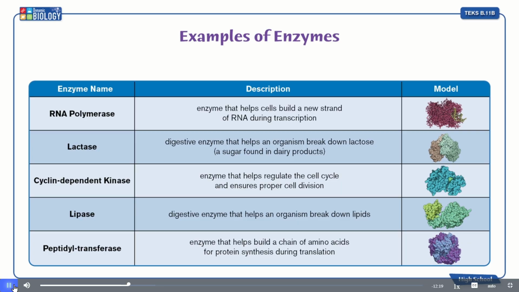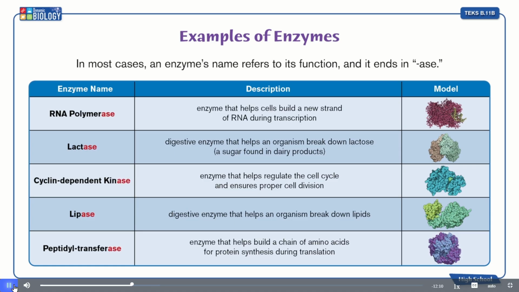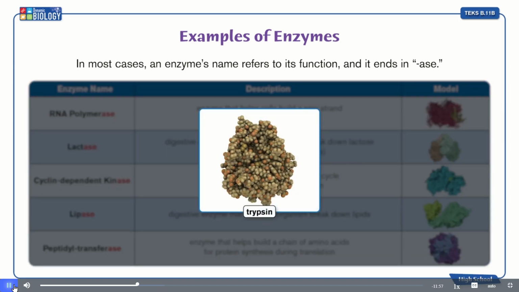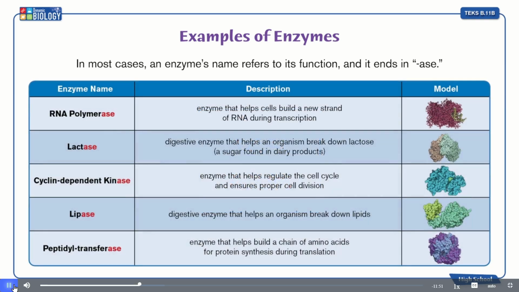Notice that in this table, all of the enzyme names end in the suffix -ase. In most cases, an enzyme's name refers to its function, and it ends in -ase. For example, RNA polymerase helps polymerize or build RNA. There are exceptions, though. Trypsin is the name of a digestive enzyme that breaks down proteins. These are just a few examples of enzymes and their impacts on life processes. But how exactly do enzymes help carry out these life processes?